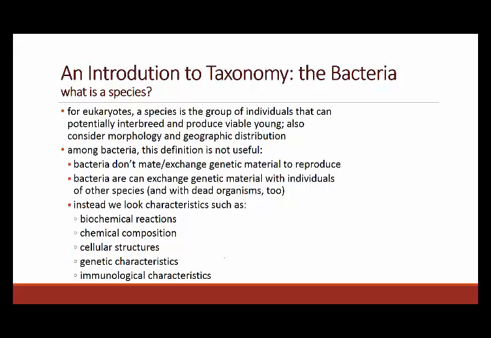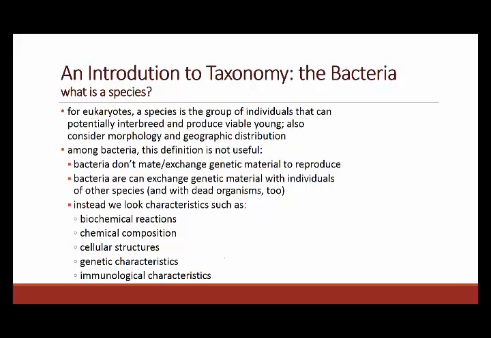So those things make it really messy, because we don't have that neat, cut and dried rule: if they mate with each other and produce young together, then they must be the same species. So instead, we have to look to a lot of other characteristics. We look at the biochemical reactions that are happening inside the cell. We look at the chemical composition of the molecules inside the cell. We look at cellular structures, at genetic characteristics, and we can even use immunology. So we can use antibodies to help determine whether there are specific proteins available in the membrane or in the capsule of an organism.